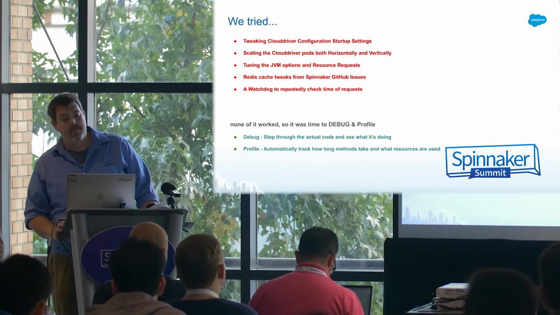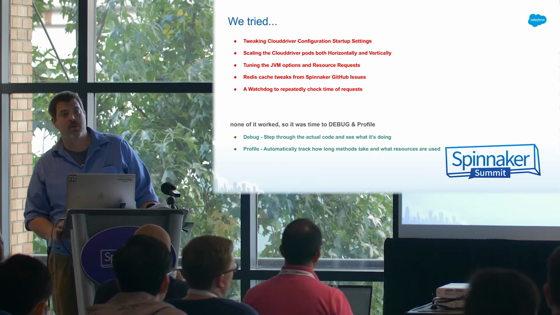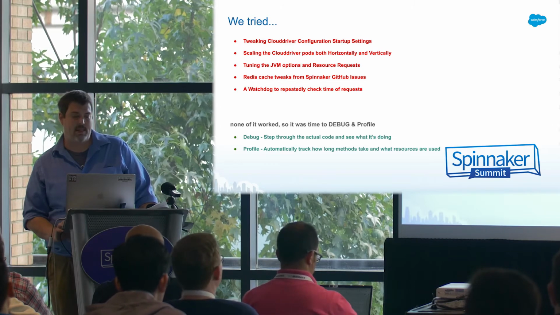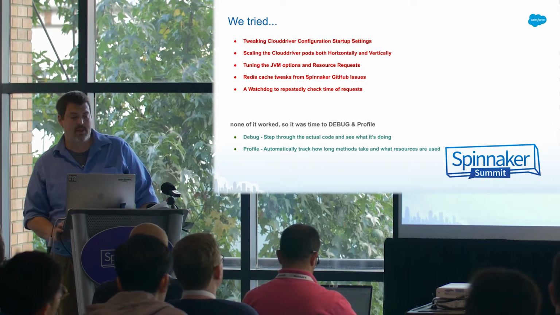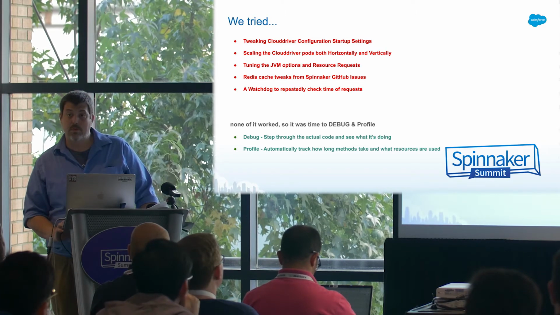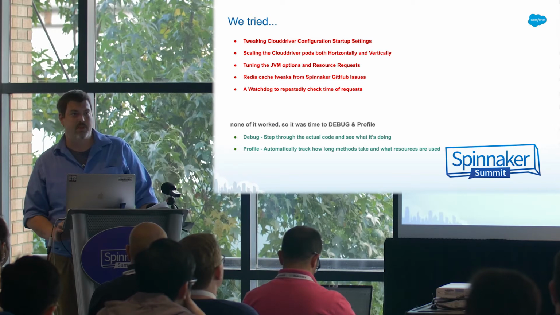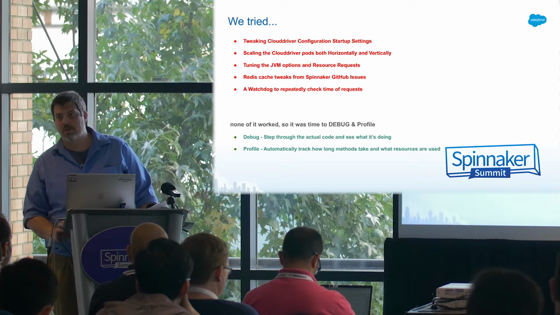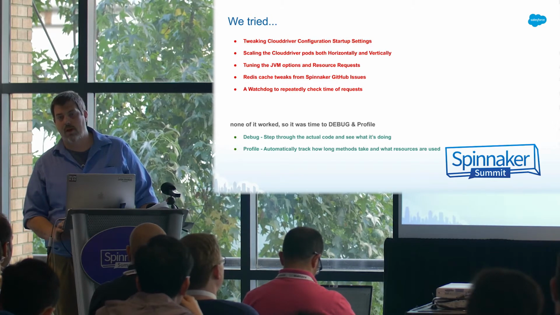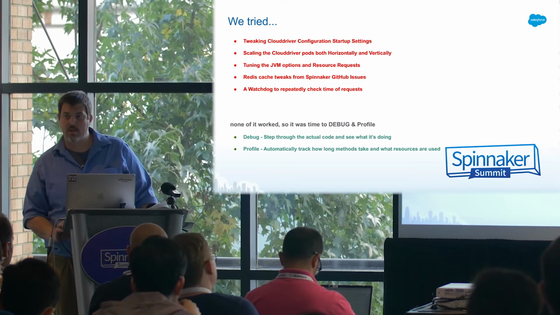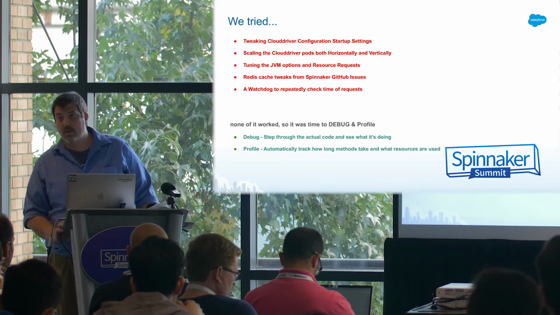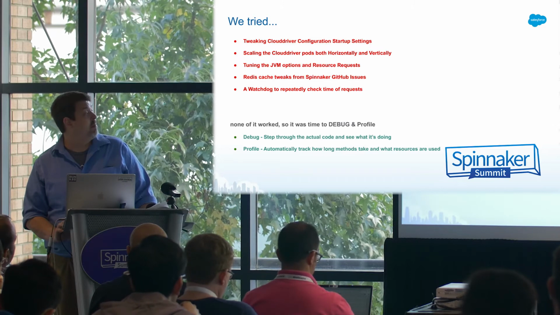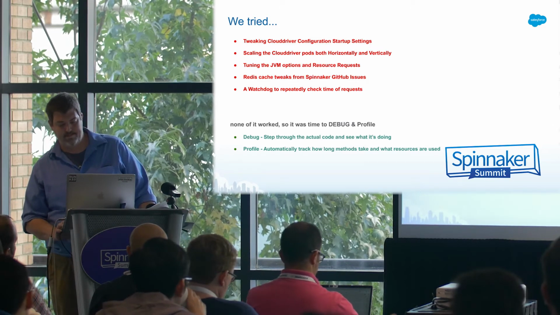Before we tried debugging, we did try a number of approaches to tweak Cloud Driver. We tweaked configuration settings, we scaled the pods, we tuned our JVM options. I read through many Spinnaker GitHub issues and talked to Eric and a lot of other members of the community. And we built tools to get an idea of what was going on, track our metrics, see how quickly things were responding, and went from there. But none of it worked. So at the end, what we ended up doing is figuring out how we could build our own images and get this done.